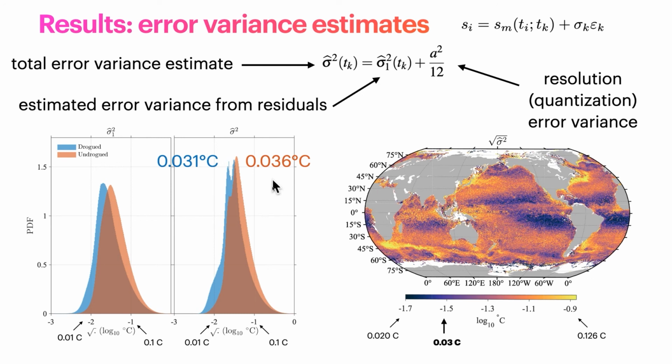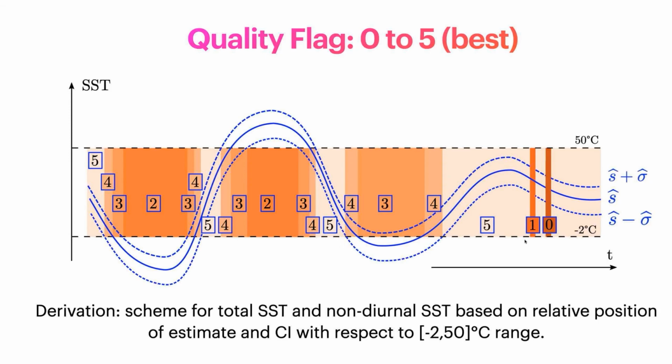But those global values, at the peak of the distribution of the global values, hide the fact that you have some large spatial variability in these error variance estimates. As an example, you can see that in regions of high eddy kinetic energy, such as the western boundary currents, the ACC, or even under the storm tracks and the wind-driven currents, you're going to find a lot higher error variance in our estimate.